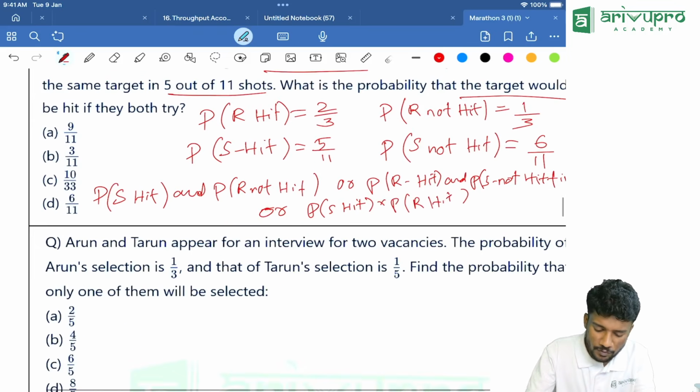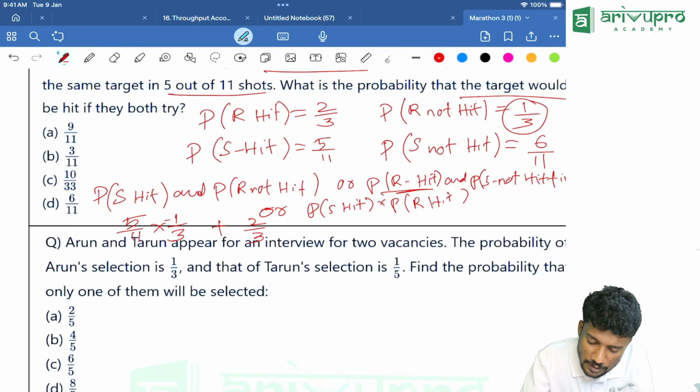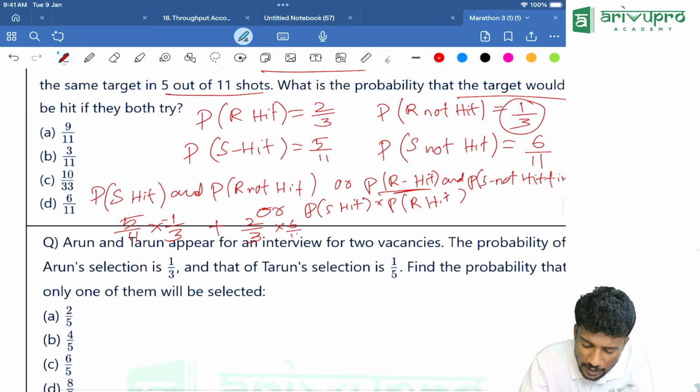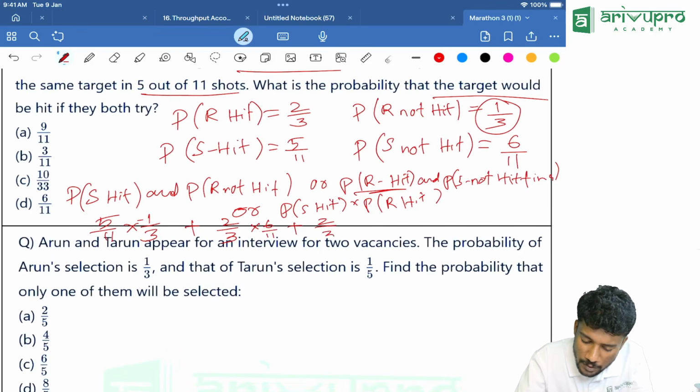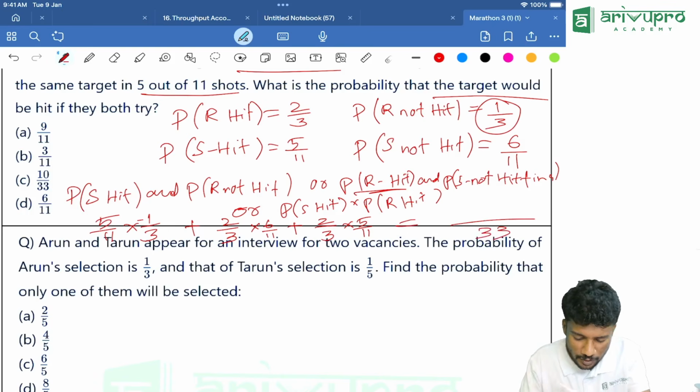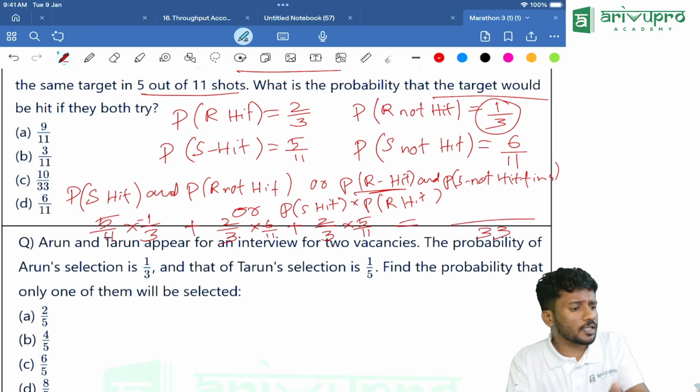Now one by one we will write. What is the probability of Sham hitting? 5 by 11 into Ram not hitting, 1 by 3, plus Ram hitting, 2 by 3, into Sham not hitting, 6 by 11, plus the next case, both are hitting, that is 2 by 3 into 5 by 11. You should tell me the denominator is 33. Why? 11 into 3 is 33. Everywhere the LCM or the denominator is 33.